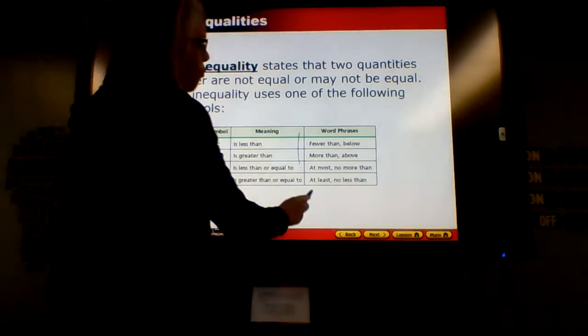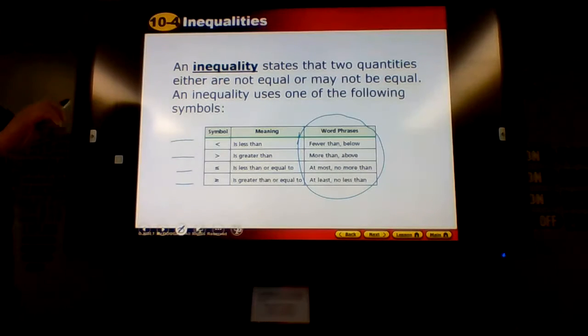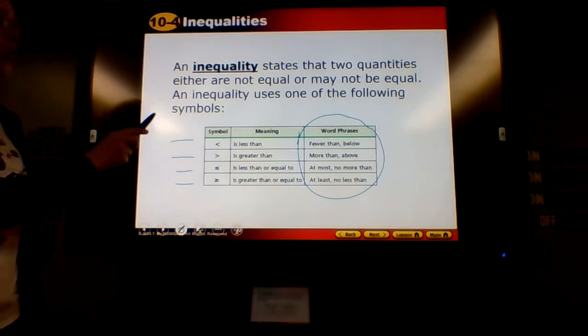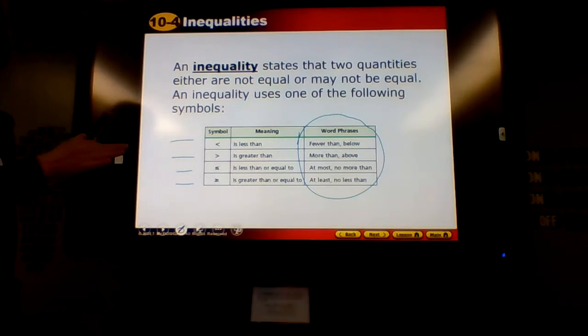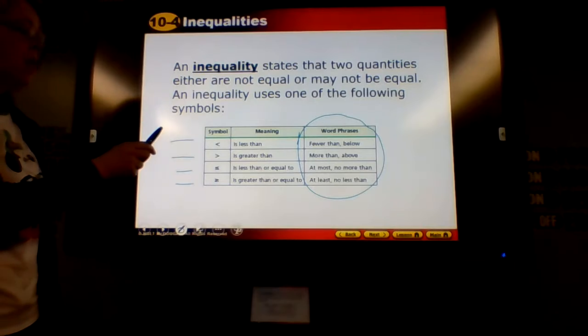And here are some phrases. You need to make sure that you understand these, okay? So make note of them, refer back to them. I'm sure they're listed in your book, so when you're doing your homework, refer back to them.